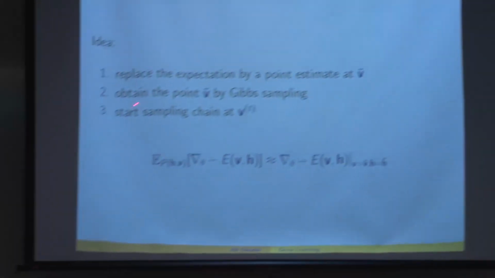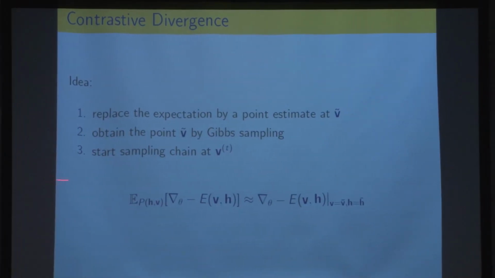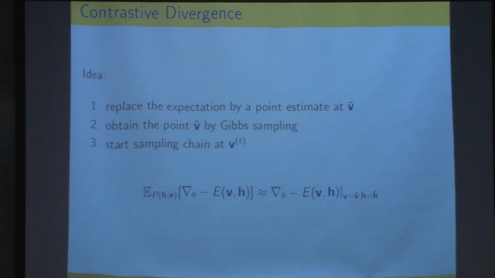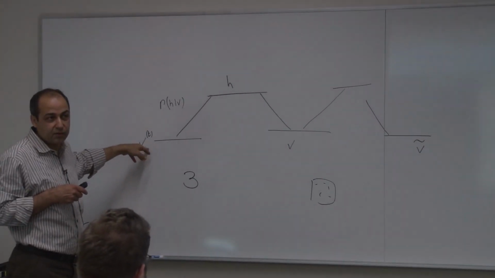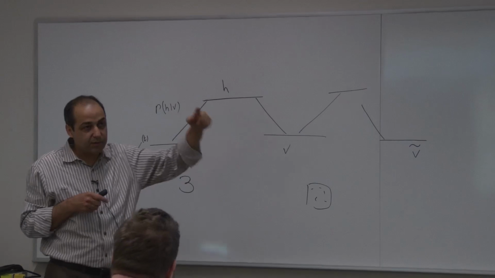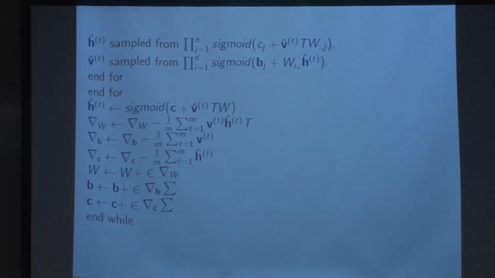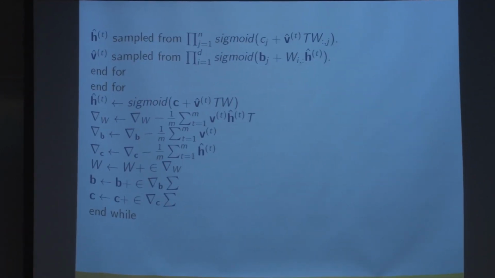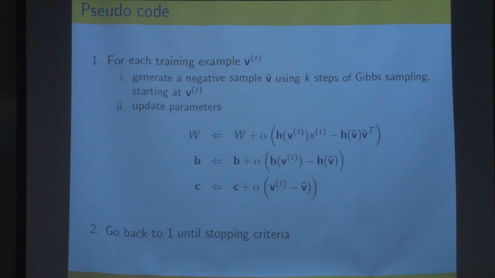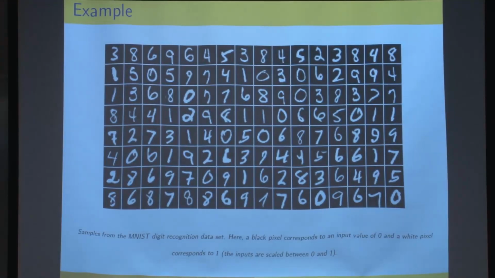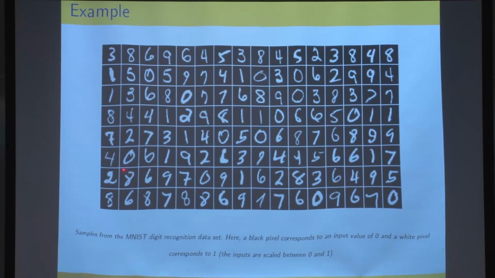It does work well. And another important thing: start the chain with your observation. Don't start it with some initial value. Start the chain of this Gibbs sampling with your observation. Okay. So that's the detail of the algorithm that I'm going to skip. Let me show you this example.